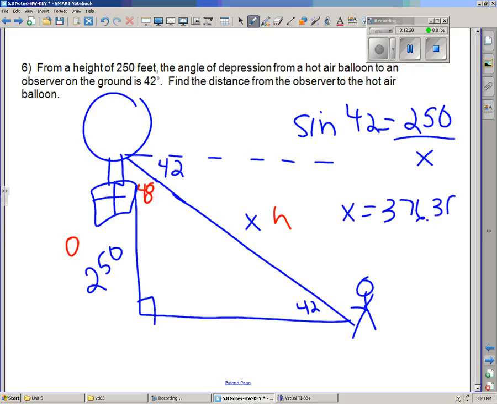376.3. That's not right. 373.6. 373.6 feet. Okay, so that's it. So the idea is to make sure that you draw your pictures, you show whether it's angle of depression or angle of elevation, label your sides, and set up your proportions. Good luck.